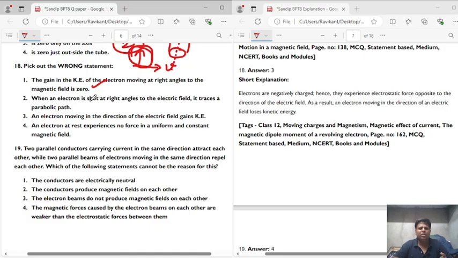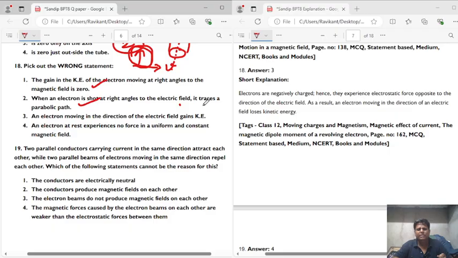Now, when an electron is shot at right angle to the electric field, it traces a parabolic path. This is also correct. We have studied this in electrostatics. Then the third option says an electron moving in the direction of the electric field gains kinetic energy.